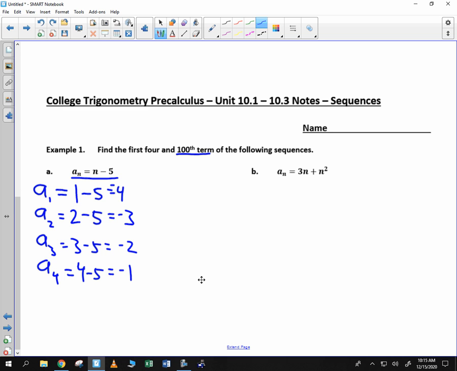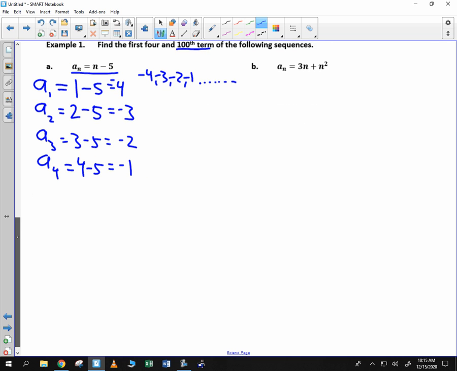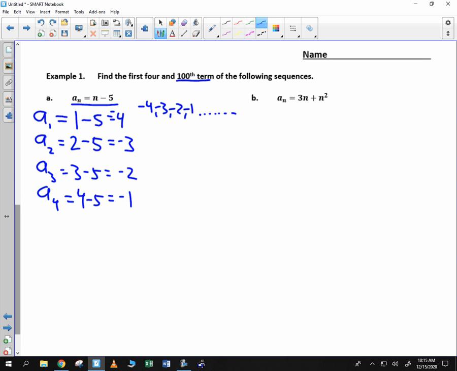So if you look at these terms, negative 4, negative 3, negative 2, negative 1, can you predict the next term? And you can. As you look at that, you see that each one is increasing by a value of 1. So sequences often have patterns where they have predictability. Now, that's not always the case, but in this case, you could really predict the next terms. They'd be 0, 1, 2, 3, 4, so on and so forth.